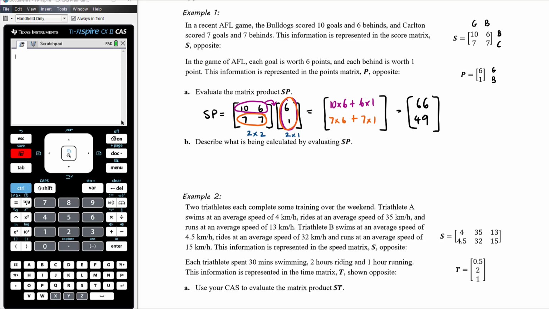Okay, so describe what is being calculated by evaluating SP. So if we think about what's happening here, where in each multiplication, so the purple multiplication, for example, we did 10, which was the number of goals, times 6, which was the number of points for a goal. So that's calculating the total number of points from their goals. Plus, then we did 6, which was the number of behinds, times 1, which is the number of points they get for a behind. So what we're actually calculating here is the total number of points earned by each team.